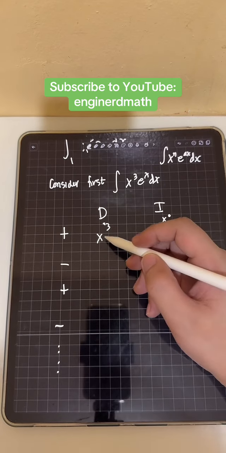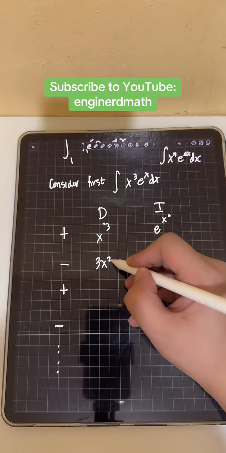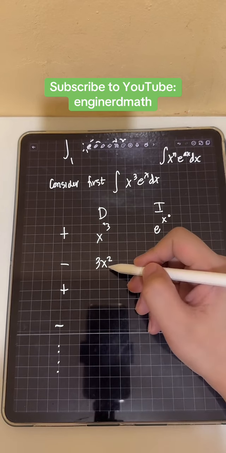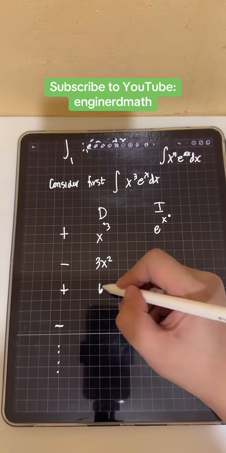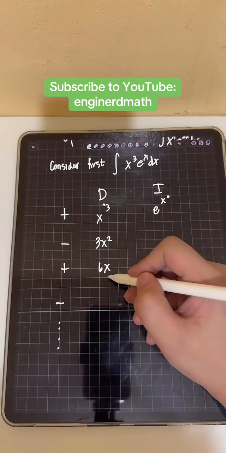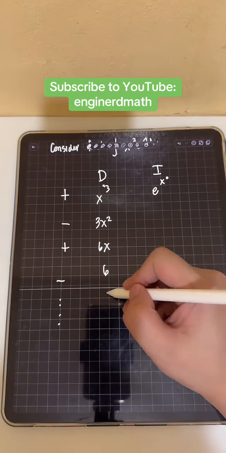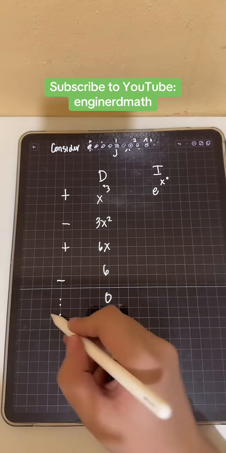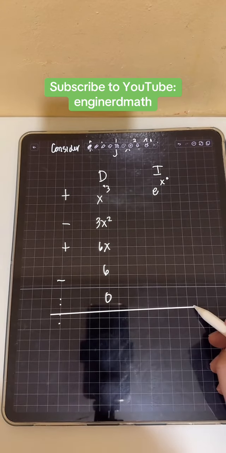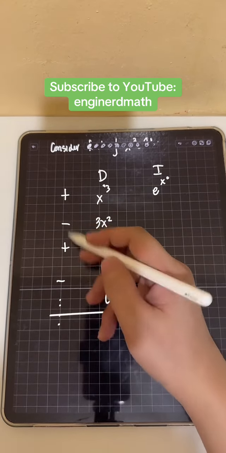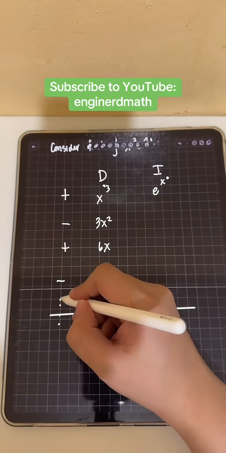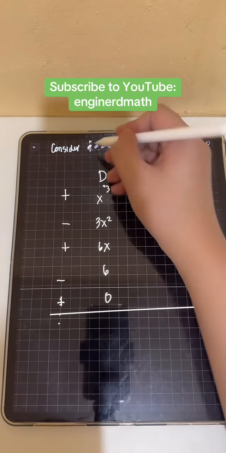In case 1, we stop differentiating once we reach the derivative of 0. The derivative of x cubed is 3x squared. The derivative of 3x squared is 6x. Then the derivative of 6x is 6, and the derivative of 6 is 0. Since we already have a derivative of 0, we stop here. So we need to extend the alternating sign, so we'll put another plus sign.